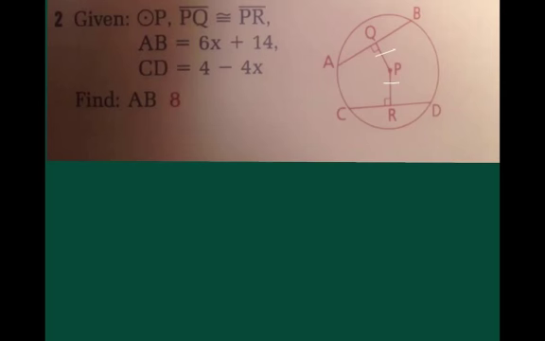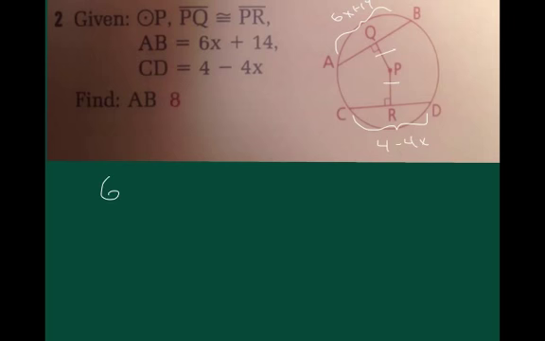Number 2 on page 447 tells us that PQ is congruent to PR, and that they tell us AB, this entire segment or chord, is 6x plus 14, and CD, the other chord, is 4 minus 4x. Well, what conclusion can we draw from the fact that QP is congruent to PR? Hopefully you recognize that that means the two chords are congruent.